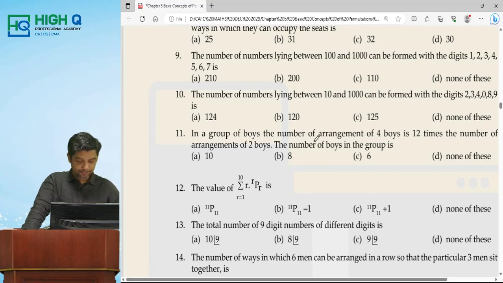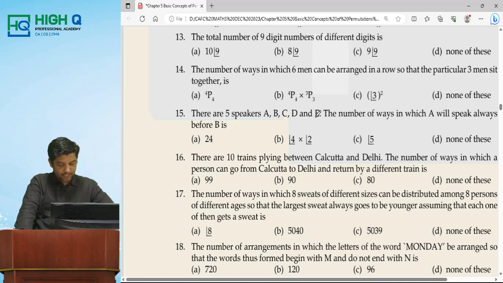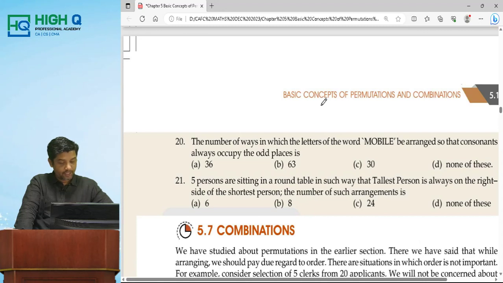Next. Sum number 14, take it as homework. Fifteen, 16, 17, 18, 19, 20, 21.